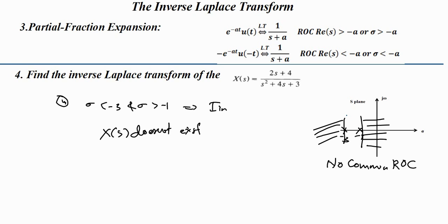This kind of ROC cannot be written for the combination. Maybe each signal exists individually, but as a combination it does not exist. So out of these 4 possibilities, there are only 3 solutions. One is causal, the second is anti-causal, the third we can write as non-causal, and the fourth is invalid. So these are the 4 cases. Thank you.